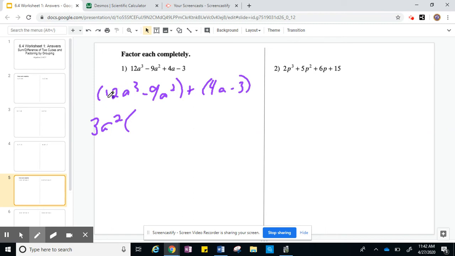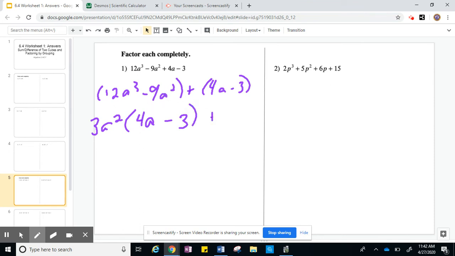So then if we factored a 3 out of this 12, we're left with a 4. If we factored an a squared out of this a cubed, we're left with an a. And then right here, we factored a 3 out of this 9, so we're left with 3. And we factored out the a squared, so that's just 3 times 1.